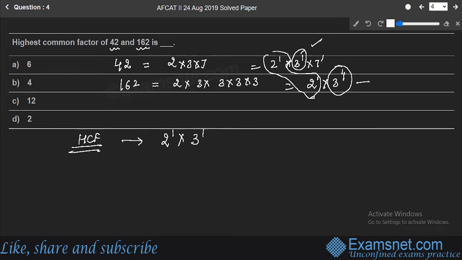I'm going to pick up the smaller one. So 3 raised to power 1 multiplied by 2 raised to power 1 will give you 6. That means the highest common factor between them is 6. Option A is the correct answer to the question. Hope this is clear. Let's move to the next question then.